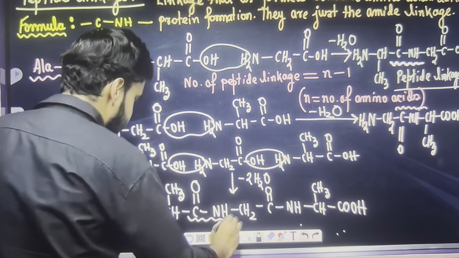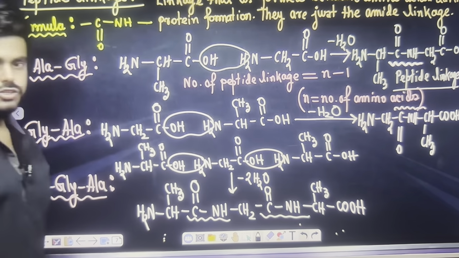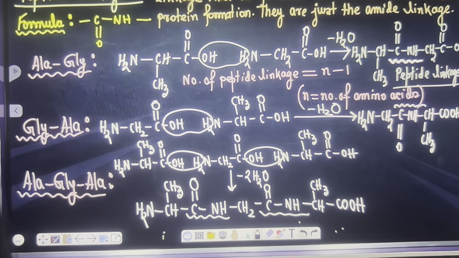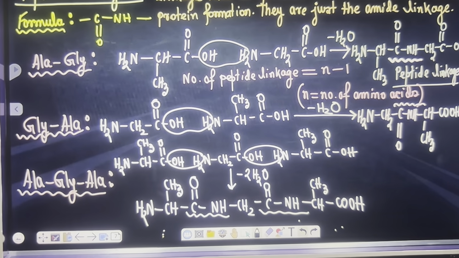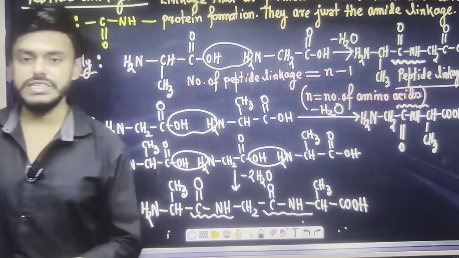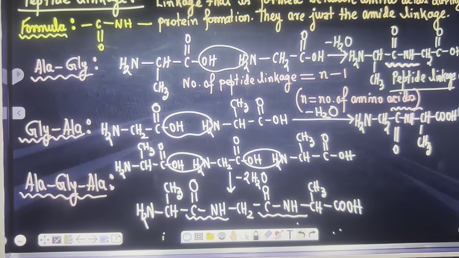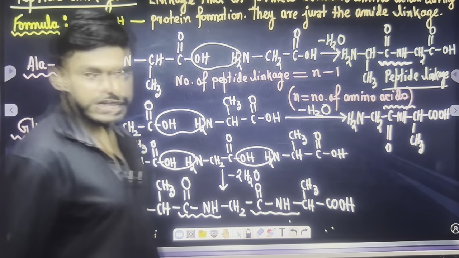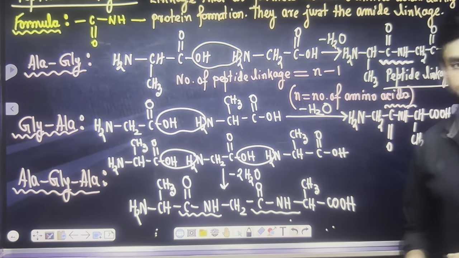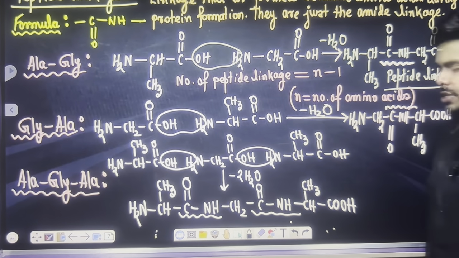So this is and this is. These two are the peptide linkages, you know. So there are 3 amino acids, a tripeptide. But the number of peptide linkages is always n minus 1, where n is the number of amino acids. So the number of peptide linkages will be 2.